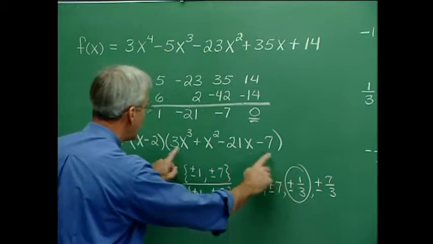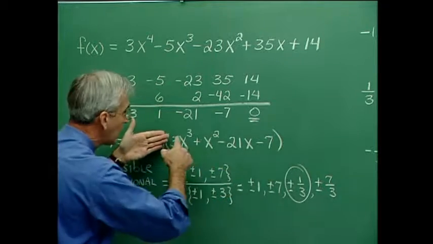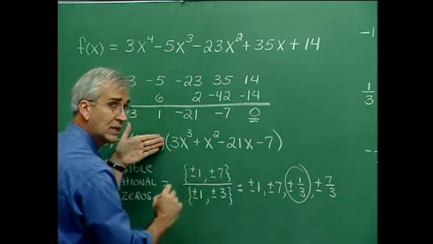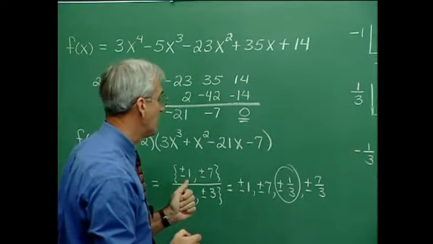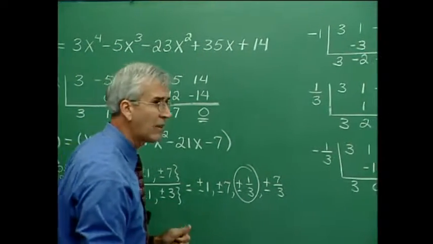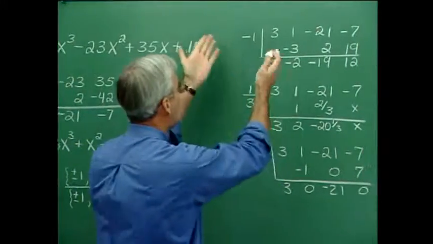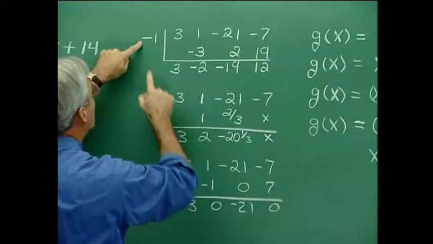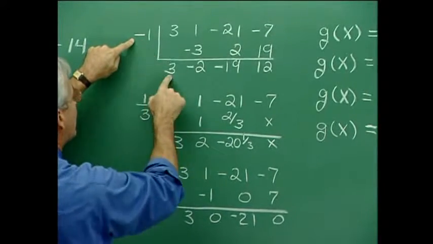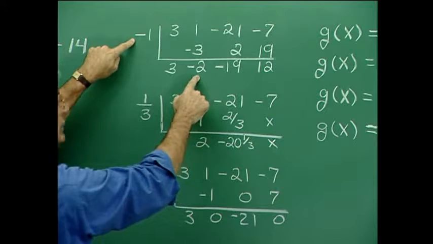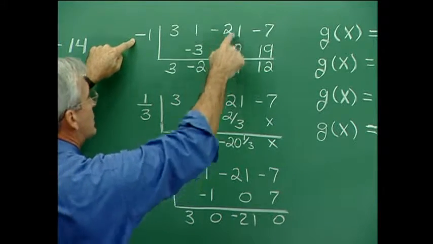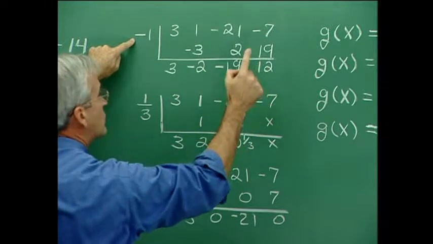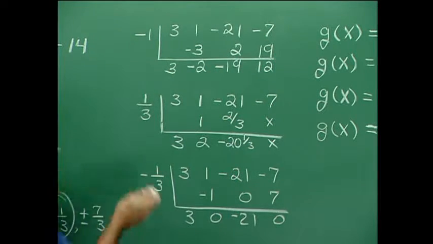Now we're dividing synthetically into this factor. So we're going to use in our synthetic division 3, 1, -21, -7. The synthetic division goes like this. Oh, by the way, just for completeness here, I am going to do the -1. Now remember, the 3, 1, -21, -7. So -1, bring down the 3, -1 times 3, -3, together -2. -1 times -2, 2, together -19. -1 times -19, 19, together 12. So not a 0. All right, then 1/3.